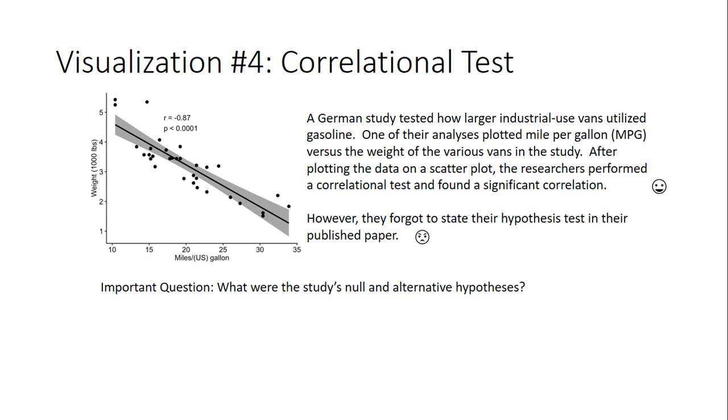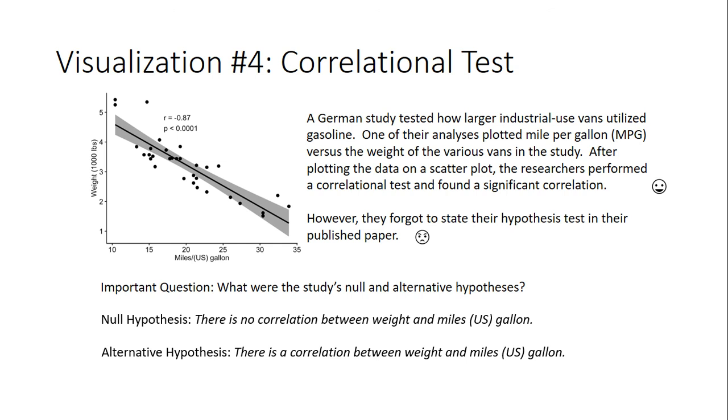In the graph here, which is a scatter plot, we are comparing the weight by the miles per US gallon. The important question: what were the study's null and alternative hypotheses? The null hypothesis is as follows: there is no correlation between weight and miles per US gallon. The alternative hypothesis is that there is a correlation between weight and miles per US gallon.